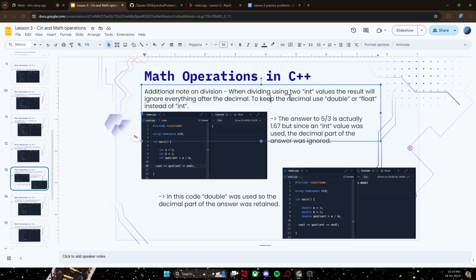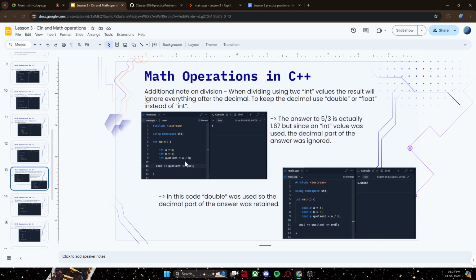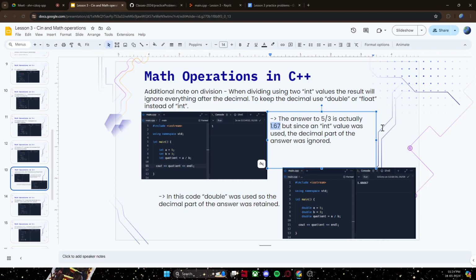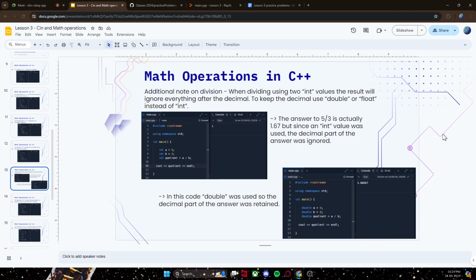So if you want to keep the decimal, you should probably use double or float instead of int. So if you have an example here, if you do 5 divided by 3 with int values, it only gives you 1, but the actual answer is like 1.6 repeating. Since it's an int value, it ignores everything after the decimal. But in this one, if you use double for the data type, it actually outputs 1.6667, which is more accurate. So if you need more accurate answers from your code, it's probably better to use a double or a float.